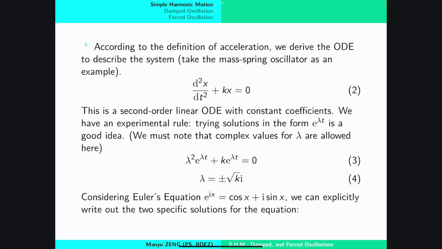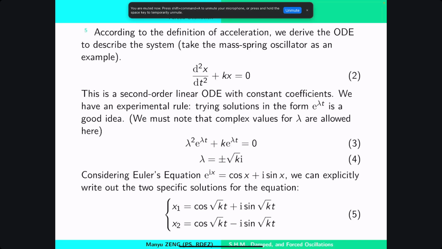And so we consider Euler's equation, e to the power of ix equals the cosine of x plus i sine of x. Note that this x is not that x, right? This is just Euler's equation, so it represents a variable in Euler's equation. It is not the displacement. So using this equation substituted into the original function, we can explicitly write out two specific solutions. So these are the two specific solutions, x1 and x2.